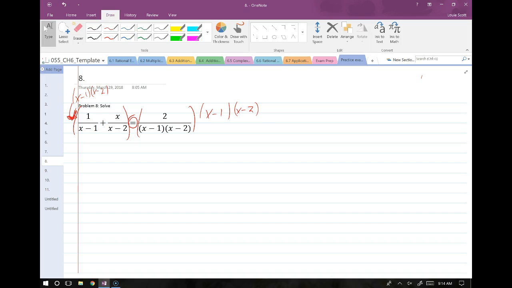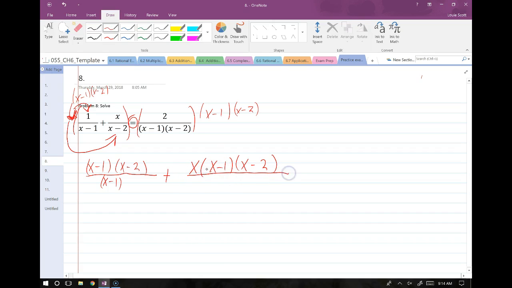When I multiply x minus 1, x minus 2 into this very first term, I get x minus 1, x minus 2 over x minus 1. When I multiply it into this second term, I get x times x minus 1 and x minus 2, all over x minus 2. That is equal to 2 times x minus 1, x minus 2, all over x minus 1, x minus 2.